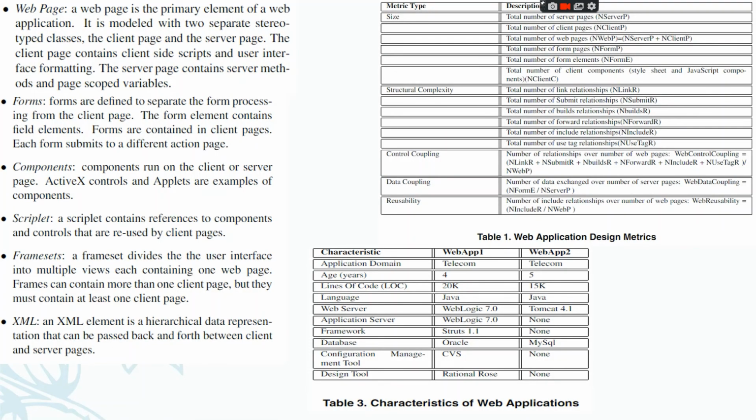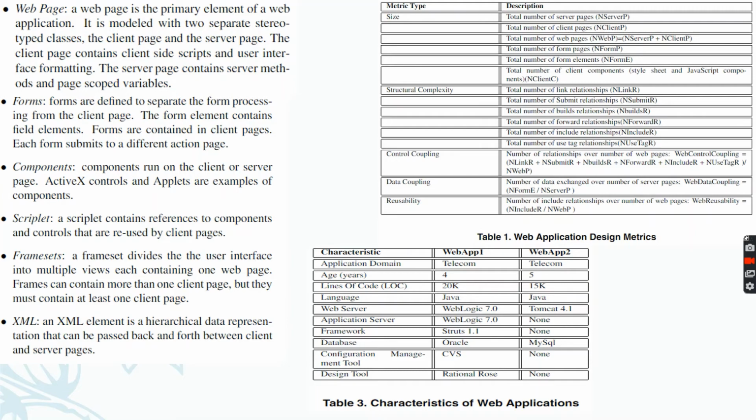Now we move forward to know what is the web page. You can see here that a web page is a primary element of a web page application. It is modeled with two separate stereotype classes, the client page and the server page. The client page contains client-side script and the user interface formatting. The server page contains server methods and page scoped variables.